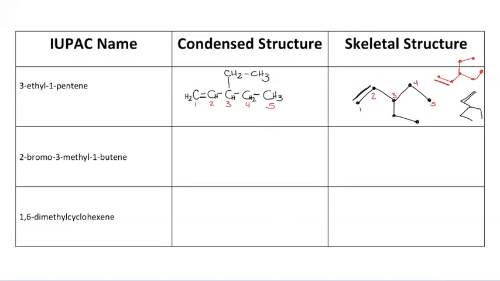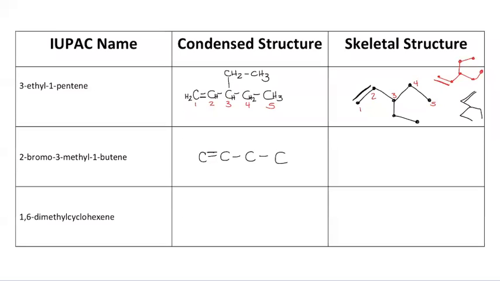2-bromo-3-methyl-1-butene. Butene, how many carbons in my parent chain? Great, 4 carbons. 1, 2, 3, 4. Where's my carbon-carbon double bond? Great, between 1 and 2. So this is why it's so important to have those numbers. I'm trying to show you that the name tells you the structure.